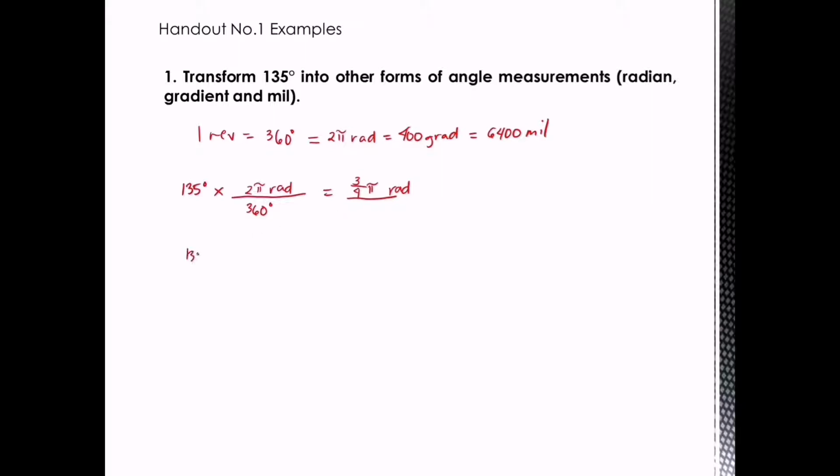Next, convert it to gradient. So the same 135 degrees, our denominator should be in degrees, 360 degrees, and one complete revolution in gradient. So if we want to convert it to gradient, one revolution is 400 gradients. So cancel out the unit degrees, so your final answer should be in gradients. This is 150. And then finally, we have in mils, transform the unit degrees to mils. So 360 degrees, one complete revolution is 6,400 mils. So calculate, cancel out degrees. So the final answer now is 2,400 mils.